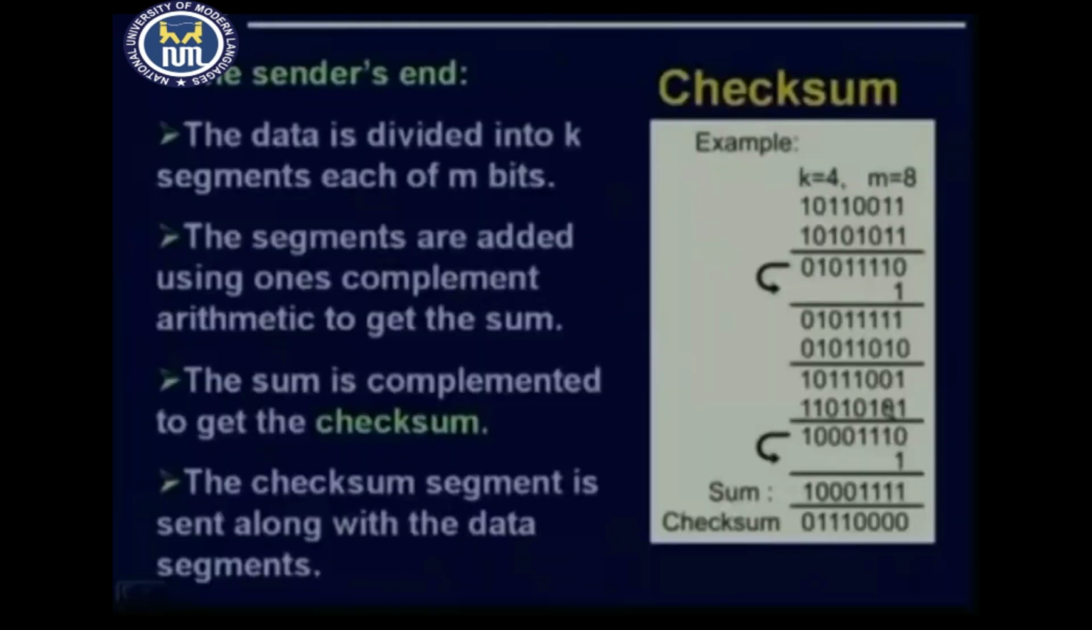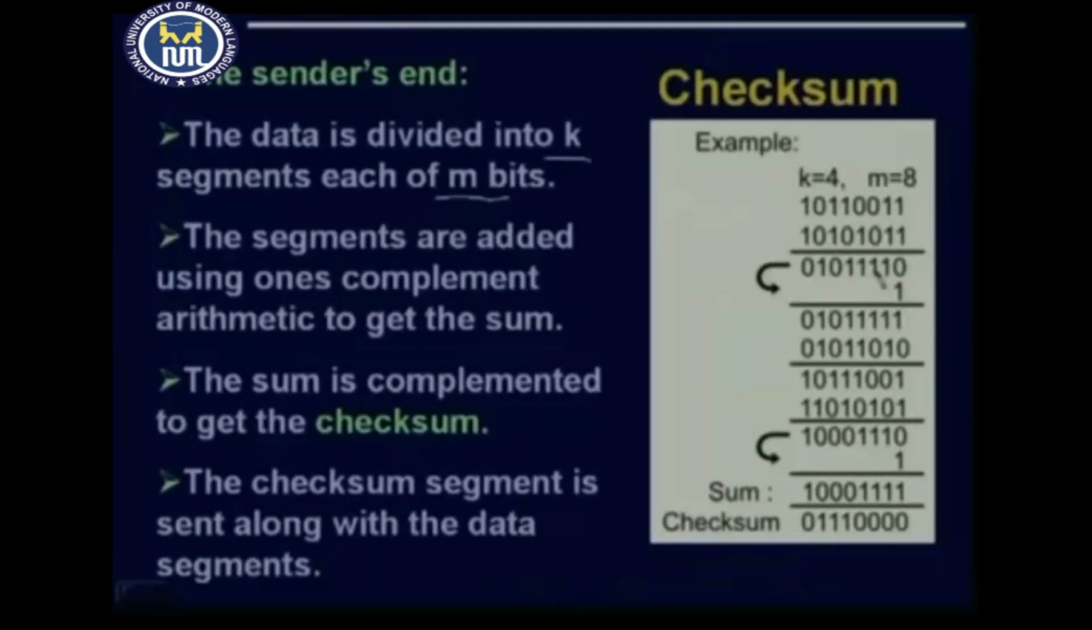So now let's check the third scheme, which is the checksum. In checksum, at the sender's end, again the data is divided into k segments, each of m bits. Just like the two-dimensional parity bit, here also the data is divided into segments. So for example, we have taken the same example from the previous one, which is two-dimensional parity bit. So we got 4 segments, and each has m bits.